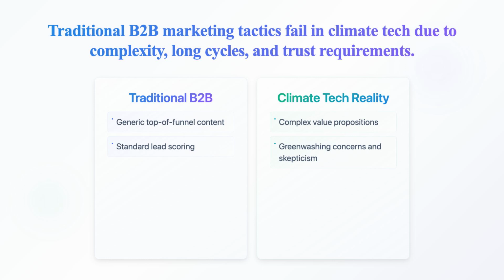Third, your value proposition is too complex for a LinkedIn ad or Google search result. You can't explain carbon accounting methodologies, data integration requirements, and ROI calculations in a 30-second elevator pitch. Fourth, the market is noisy with greenwashing concerns. Prospects are skeptical of bold sustainability claims and need proof of credibility before they'll engage. These aren't minor tactical adjustments. They represent fundamental failures of traditional B2B approaches when applied to the high complexity, high trust climate tech environment.